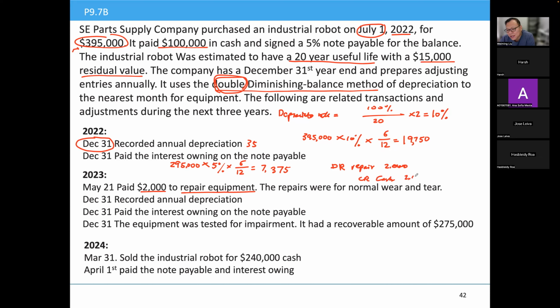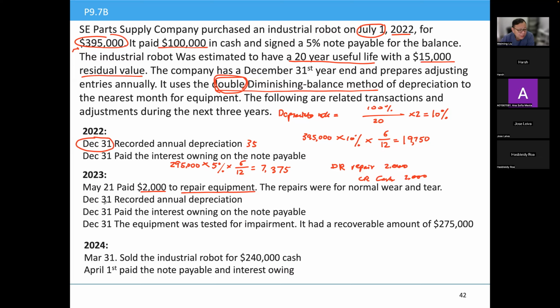Okay, so this is just operating expenditure. If it's a capital expenditure, you have to debit equipment, right? If it's a capital expenditure, you're going to increase the cost of the equipment.